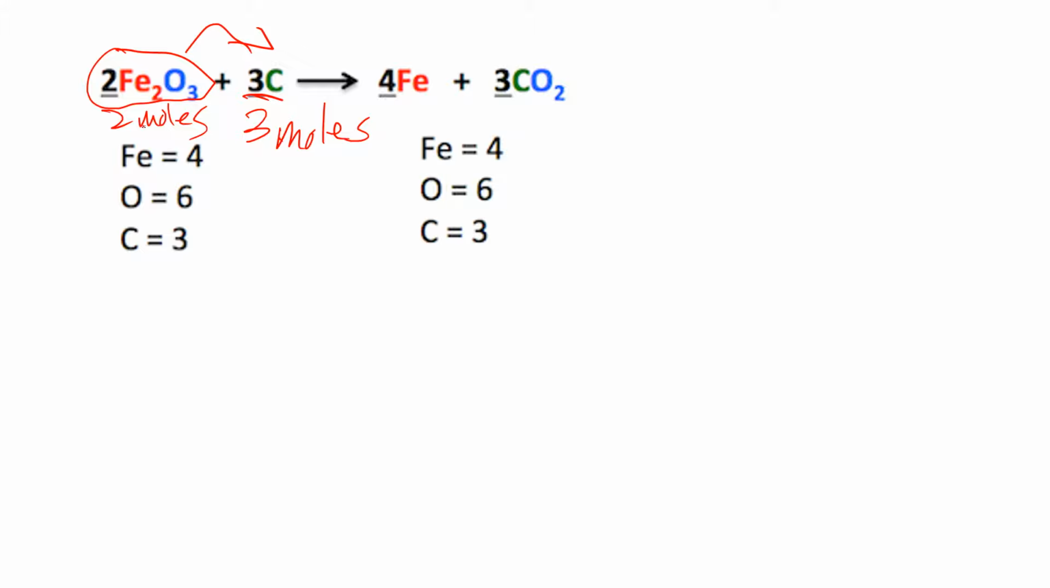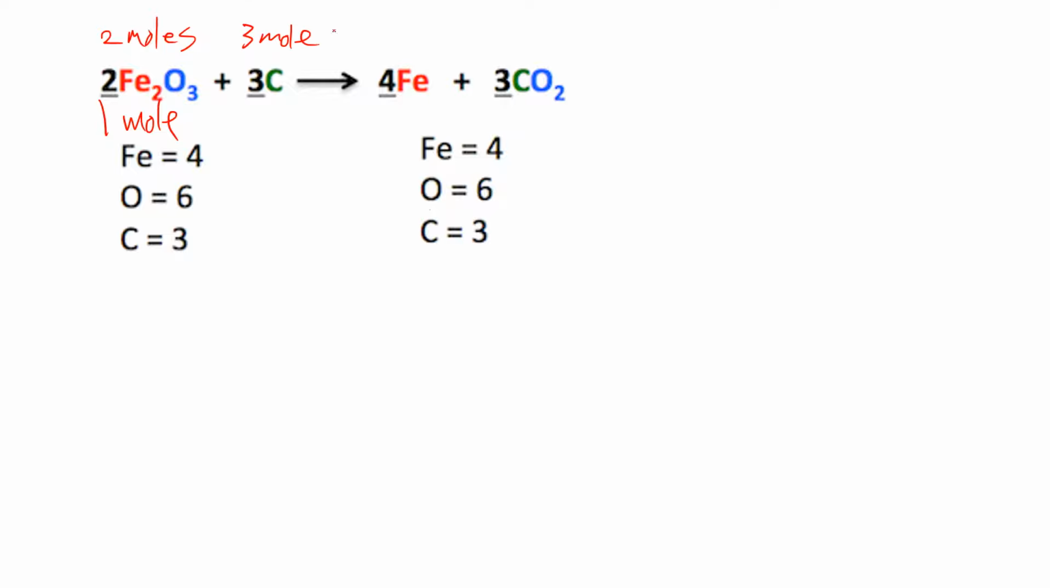Okay, so that's how you do it. What if you had 1 mole of iron oxide? Well, when we had 2 moles of iron oxide, we needed 3 moles of carbon, right? Because in this equation, we see that for every 2 compounds of iron oxide, we need 3 atoms of carbon. So that means for every 2 moles of iron oxide, we need 3 moles of carbon.